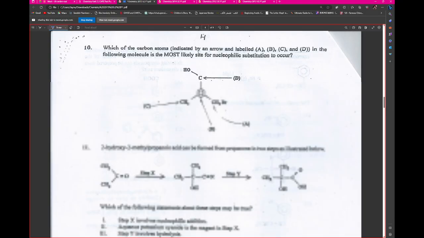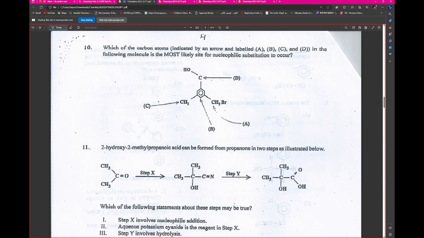Okay, so which of the carbon atoms indicated by the arrow labeled A, B, C, or D in the following molecule is the most likely site for nucleophilic substitution to occur? D, as in dog. Okay, D, nucleophilic substitution, interesting. So you're saying it's likely to happen there, at the carbon containing the hydroxyl group.